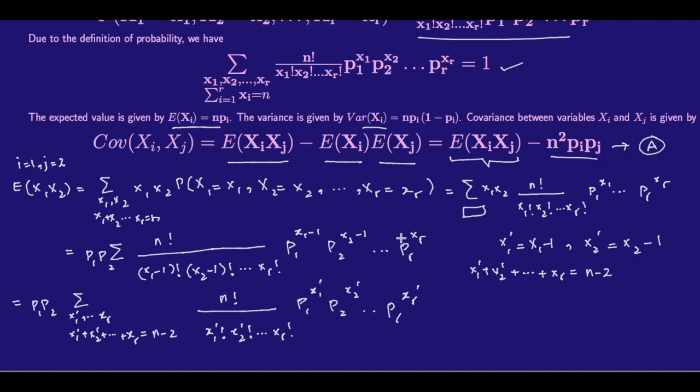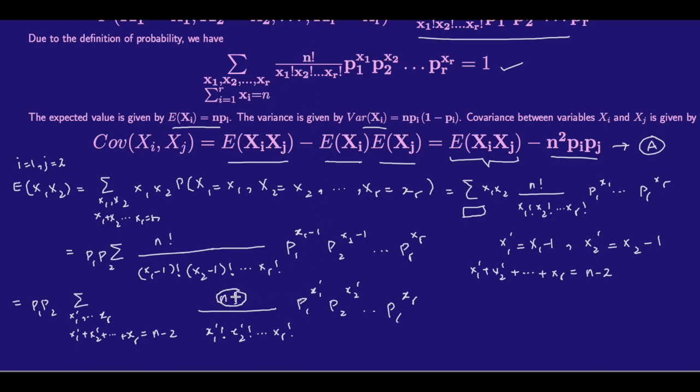Not prime, pr xr. Okay, so now this n factorial is a problem because this sum is n minus 2 and this is n factorial. Other than that, everything is under control. But if we change this to n minus 2 factorial, we will have this whole sum equal to 1 because of this formula here. If in this formula we replace n by n minus 2, we will have n minus 2 here and n minus 2 here.